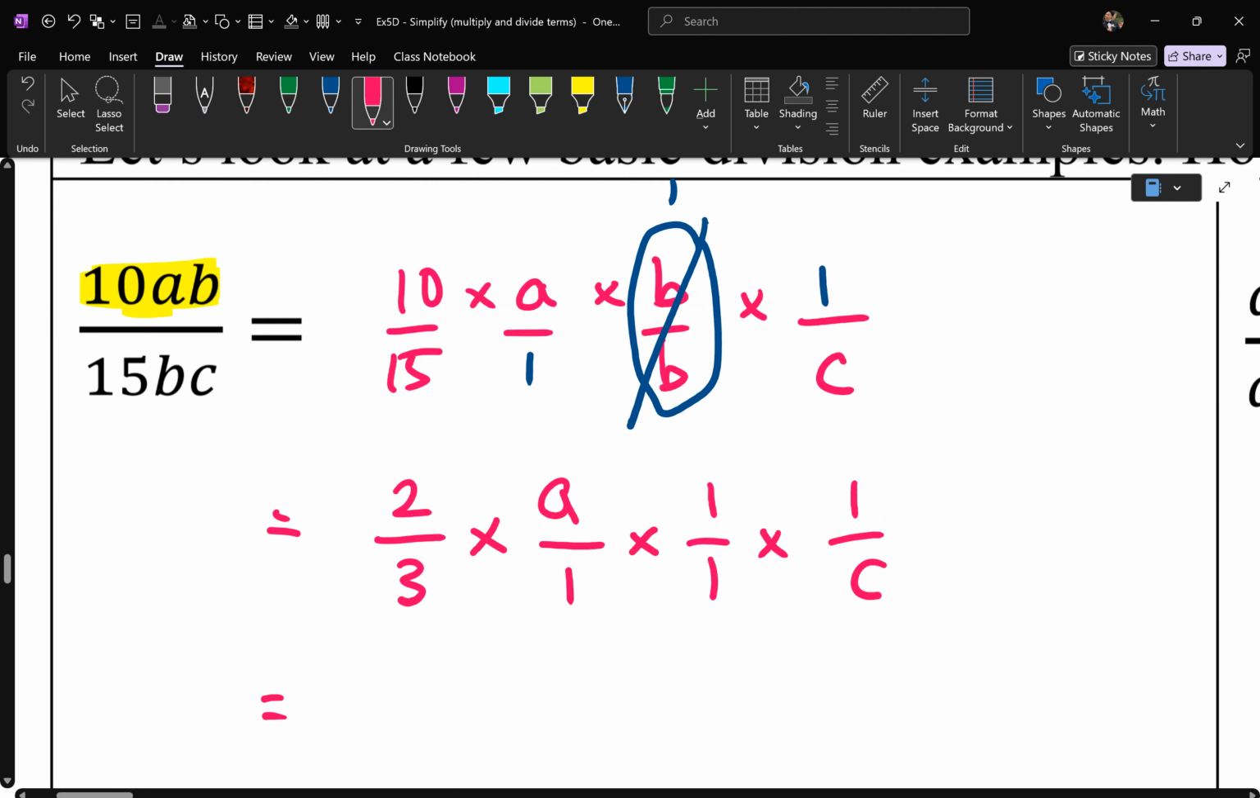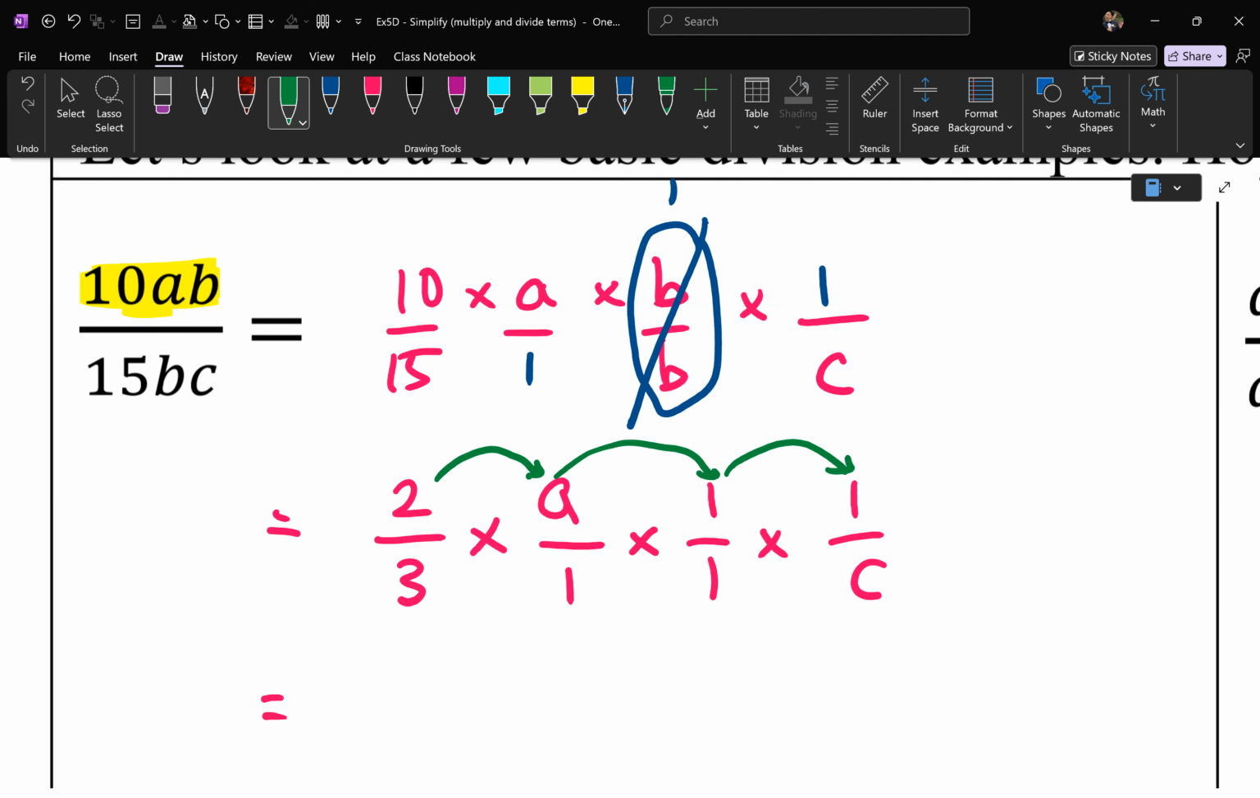Now when you're doing multiplication of fractions, top with top, bottom with bottom. So here we go. 2 times A times 1 times 1. So what's 2 times A times 1 times 1? Take your time. 2A. Because 2 times A, you did it before, just 2A. But if you times 1, it doesn't change anything. So the numerator is 2A.